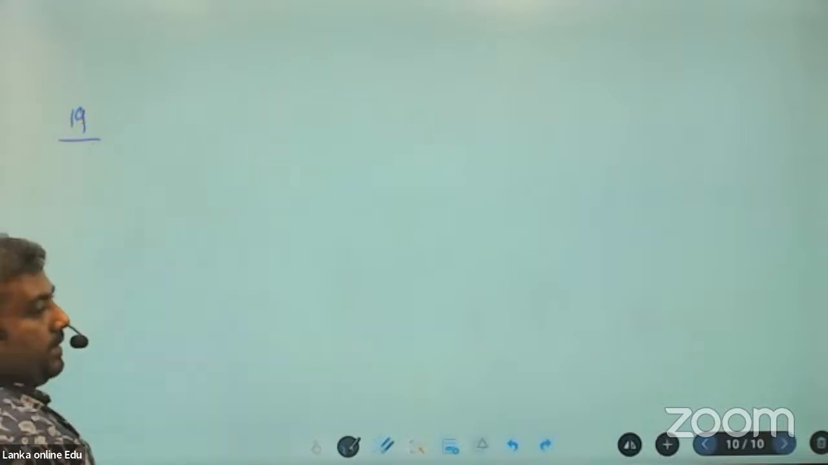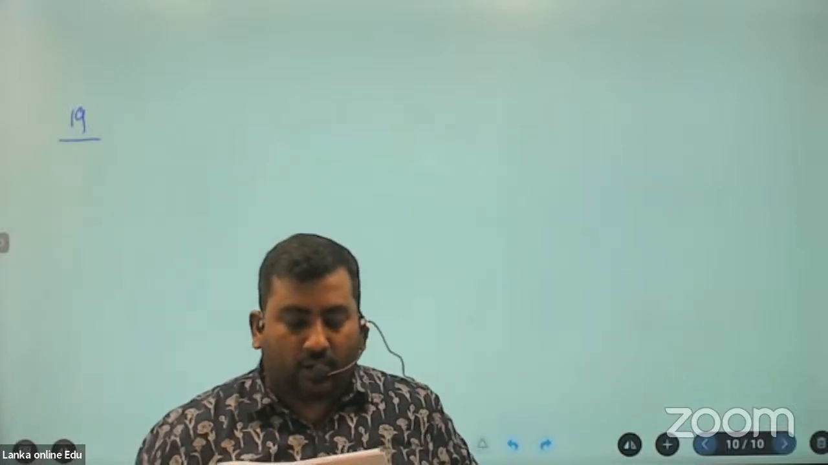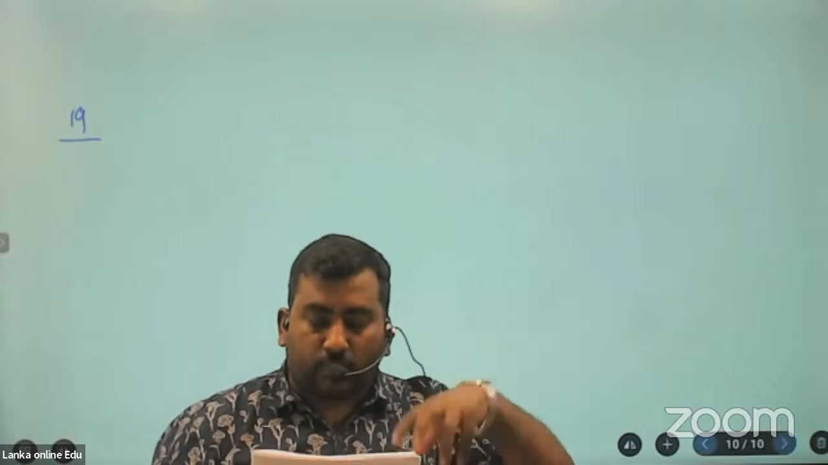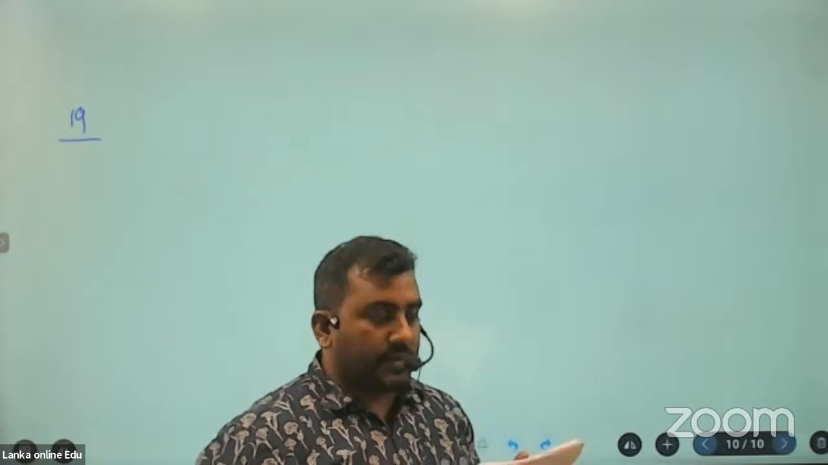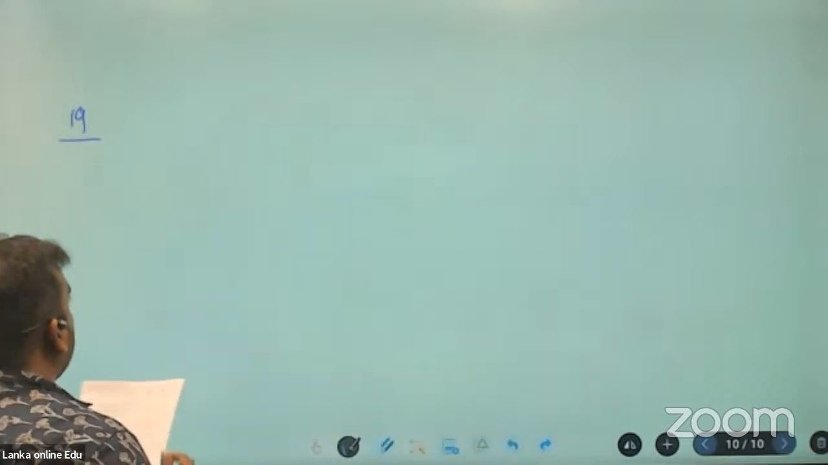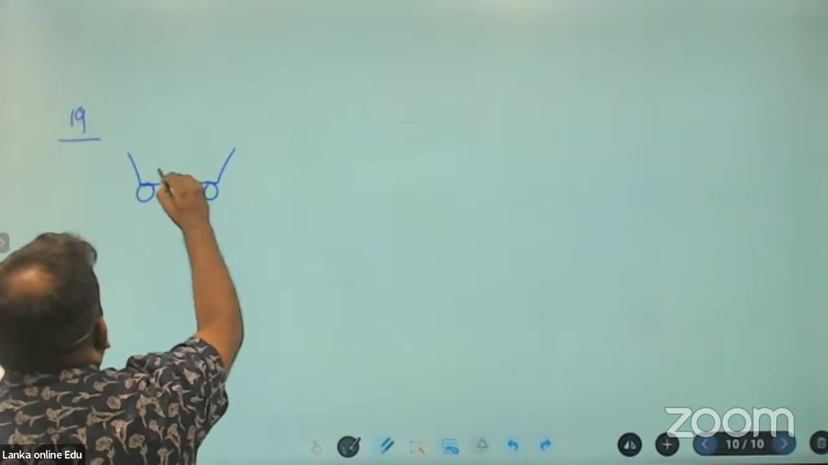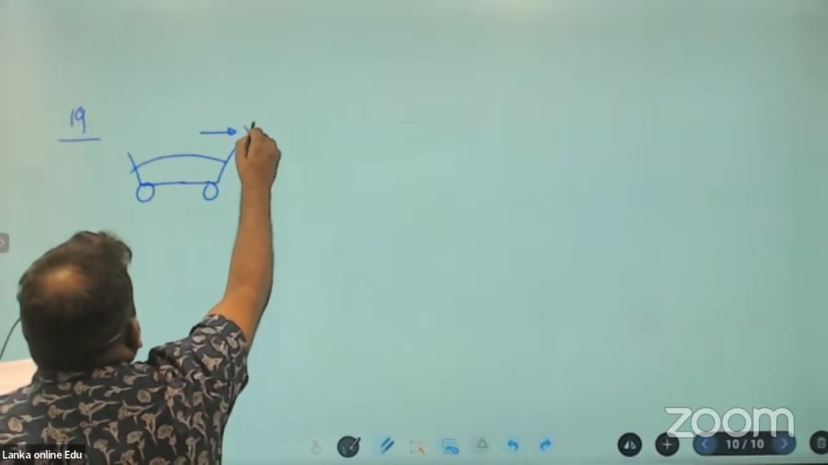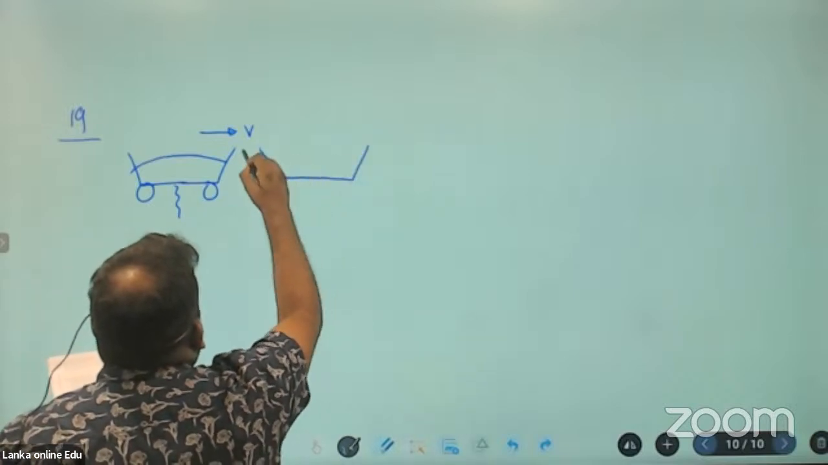MCQ 19. A truck filled with sand is moving with velocity V on a smooth horizontal road. If sand falls from the truck through a small hole due to a leakage, what will happen? Now there's a truck. The truck has sand filled in it. Little by little, sand is falling. So what will happen?